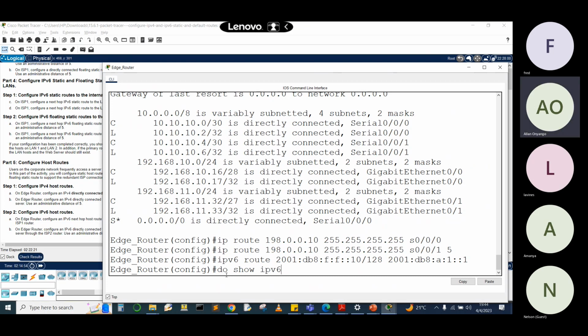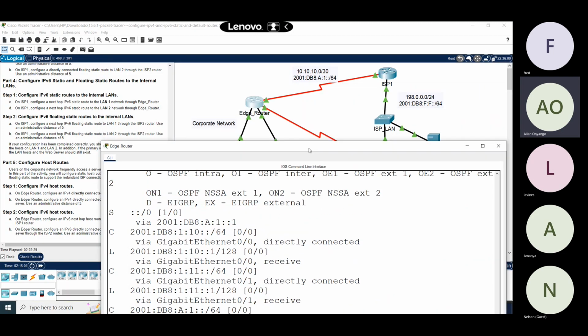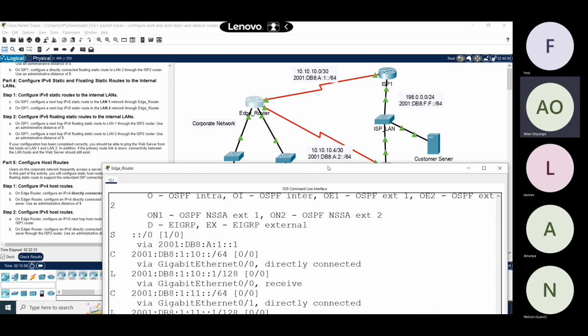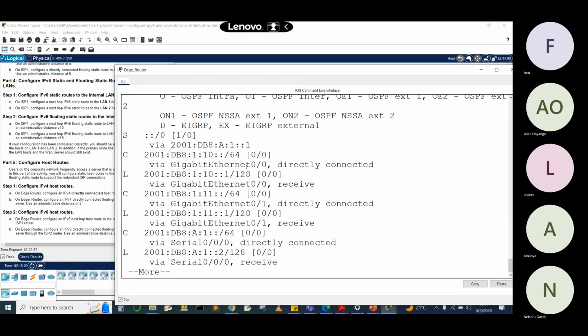It's very important, very common to make mistakes here. Show IPv6 route. And what are we looking for? We're looking for 2001:DB8:A:2. We want to look at the interface of the edge router.